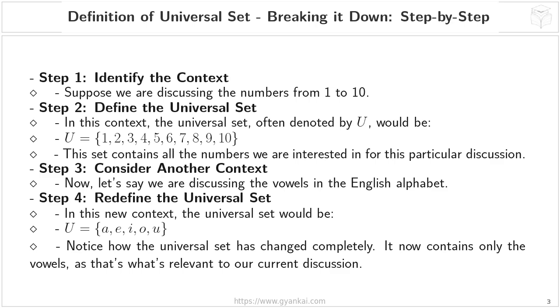Notice how the universal set has changed completely. It now contains only the vowels because that's what's relevant to our current discussion. This demonstrates the key point. The universal set is all about what you're currently focusing on. As we move forward, remember this flexibility. It's vital for set operations, which we'll cover in the next tutorials. And as we saw on the previous slides, defining this correctly is the foundation for everything else we do with sets.